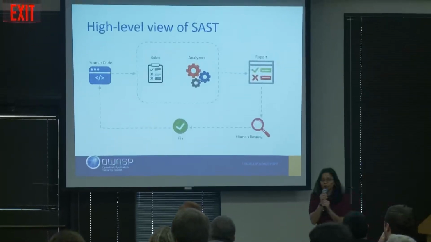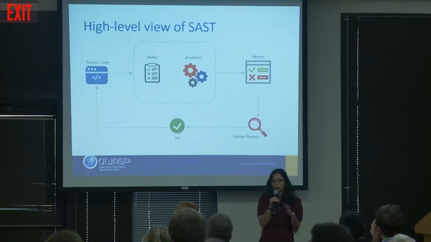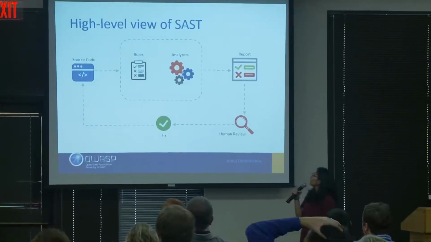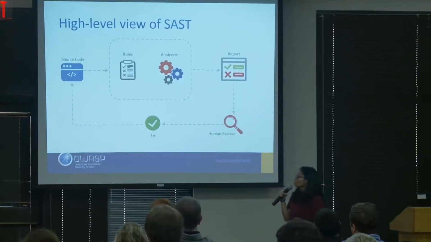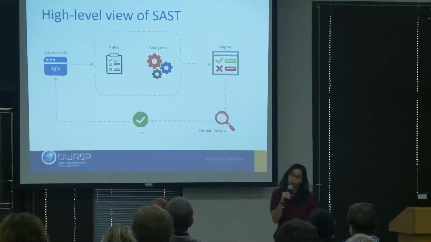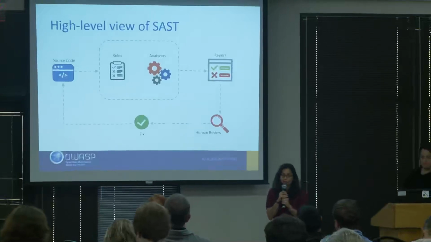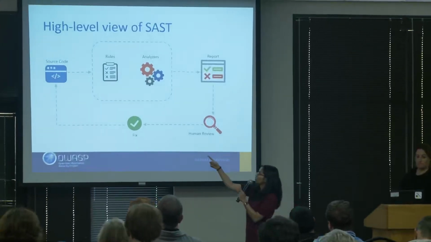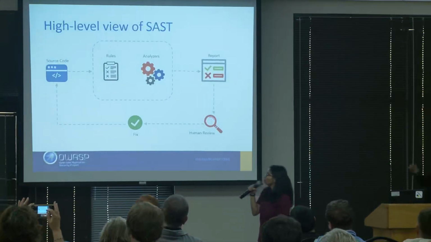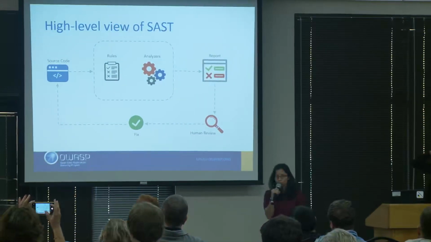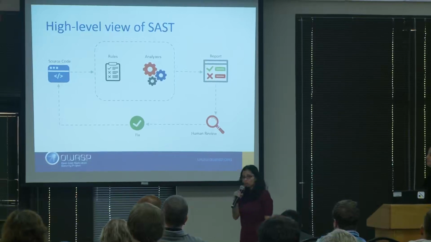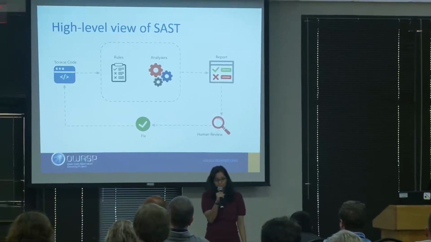Okay, so now we understand what kind of vulnerabilities there are, we have a good idea about that. So let's take a step back and look at a high-level view of SAST tools, how they work. As I mentioned before, SAST tools require static source code. You see there's a source code there in the diagram. The source code is passed through the SAST tools for scanning. And you'll see the tool is made up of rules and analyzers.